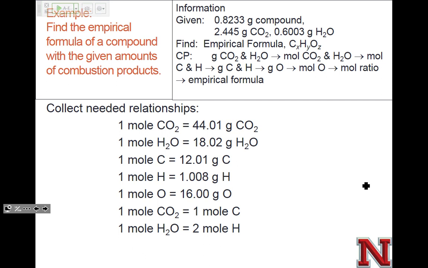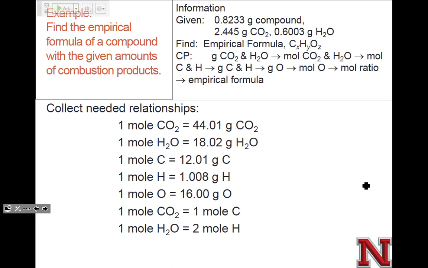So here's our relationships. These are all from the periodic table. 1 mole of CO2 equals 44.01 grams of CO2. Now, because combustion is always using CO2, you'll see that a lot. That's just calculating the molecular formula of CO2, our molecular weight from the periodic table. 1 mole of H2O equals 18.02 grams of H2O. Again, that's just from the periodic table. Our mass-mole relationship between carbon, hydrogen, and oxygen, that's just from the periodic table.